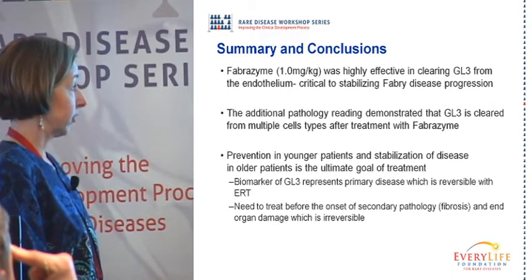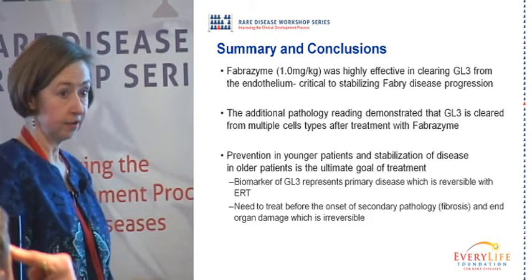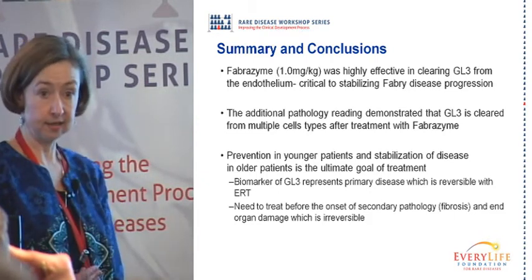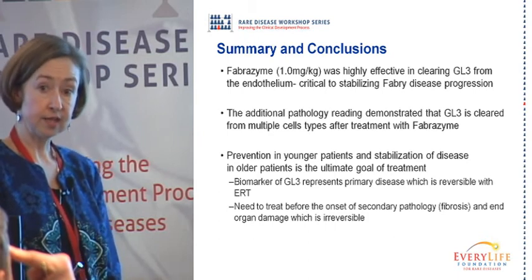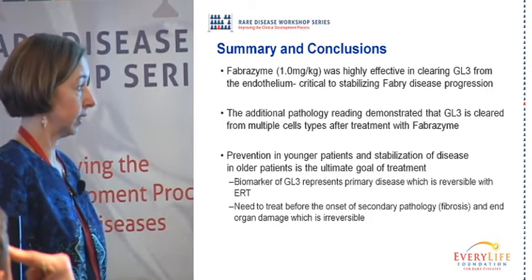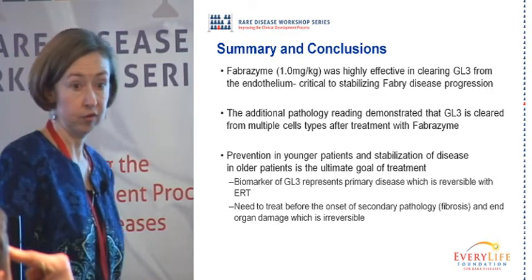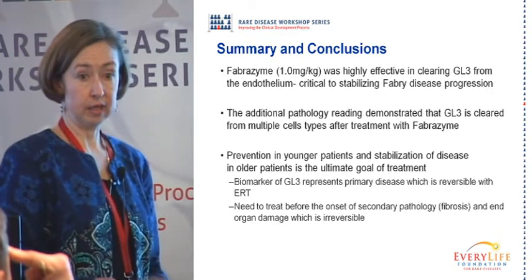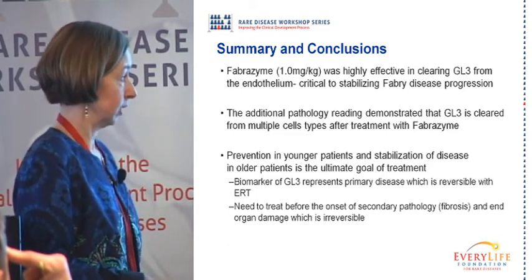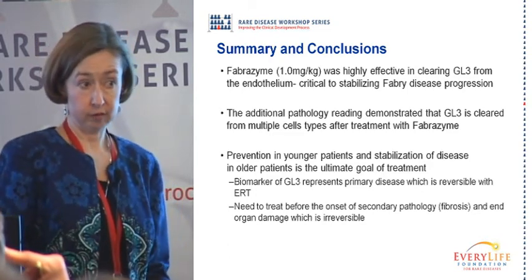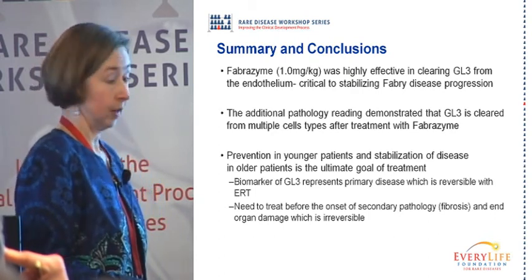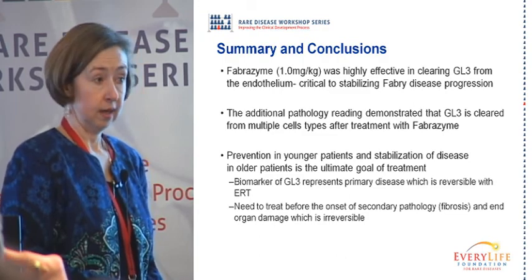A biomarker such as GL3 or glycogen or some of these other lipids certainly represents primary disease, which is reversible with ERT, but as we all know, we need to treat before the onset of secondary pathology, such as fibrosis, before that renal disease gets advanced, because that end organ damage will be irreversible, despite clearance perhaps from other compartments.